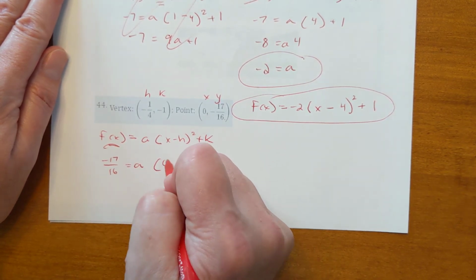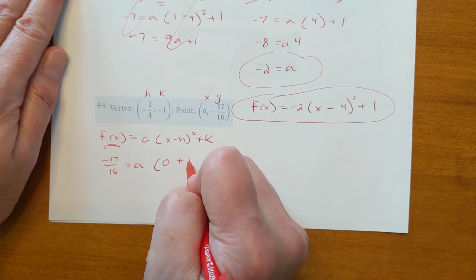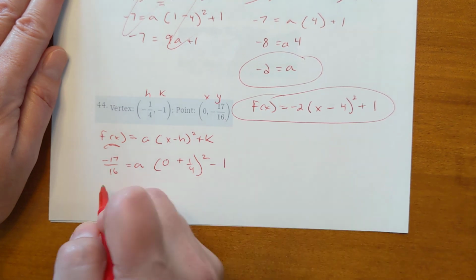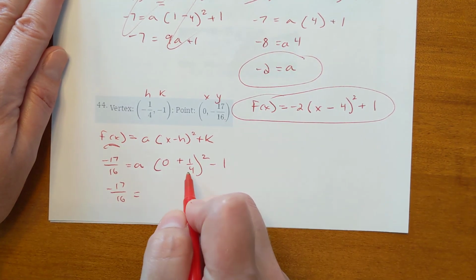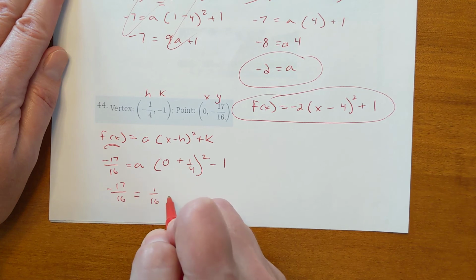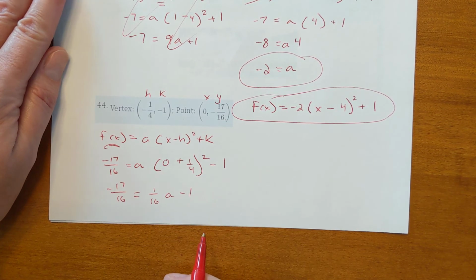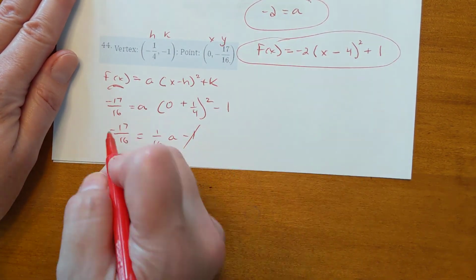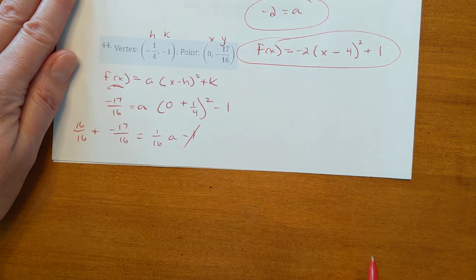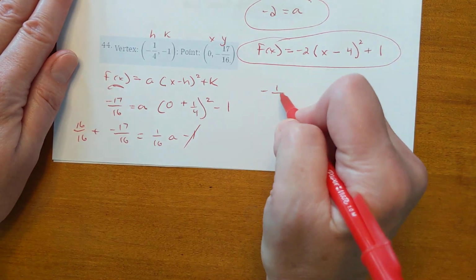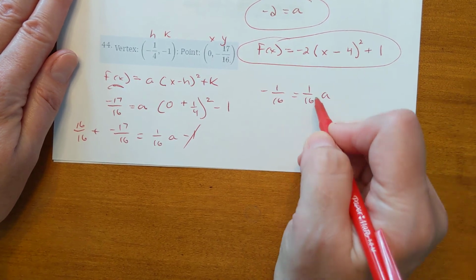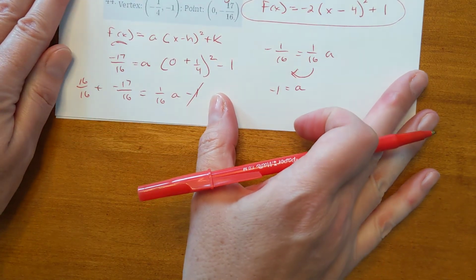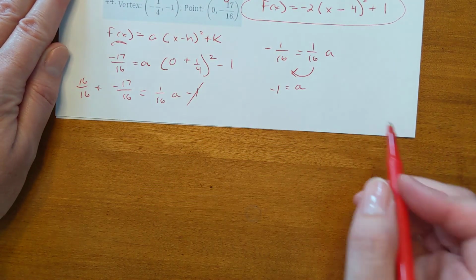X is 0. Minus h, which is -1/4, so it makes plus 1/4. And then plus k, and it was a -1, so -1. So -17/16 equals a times 1/4 squared, which is 1/16, minus 1. So cleaning that up now, cleaning it up is where things go wrong for some of us. So we got to move the -1 to the other side, so that's plus 1, or plus 16 over 16. So that makes -1/16 equals 1/16 a. So dividing by that, it's the same number, so you get -1. So a equals -1. And again, you can put that in your calculator if you need to.